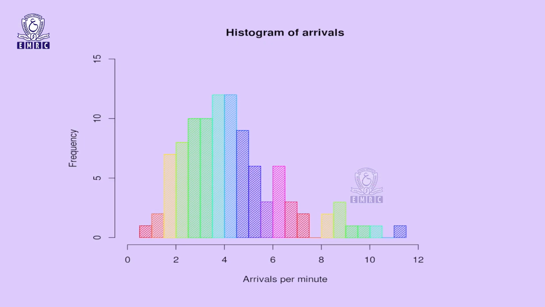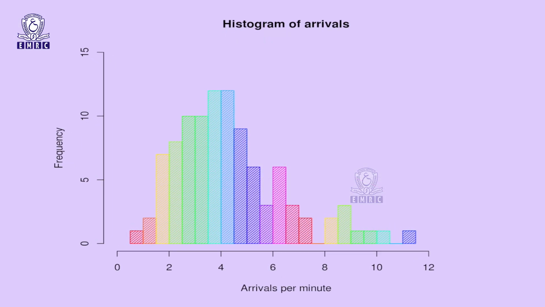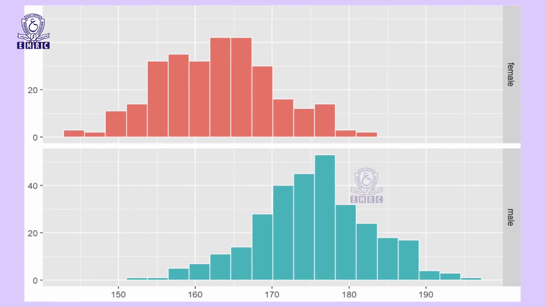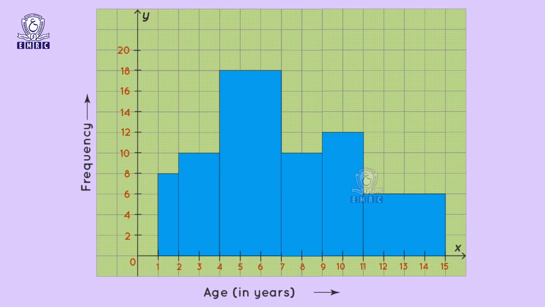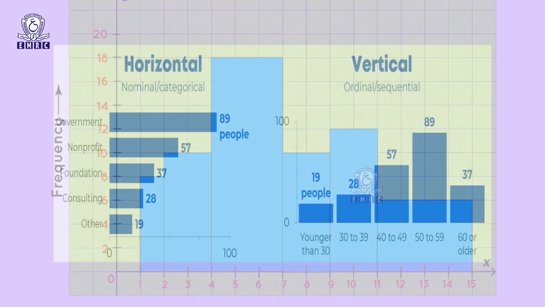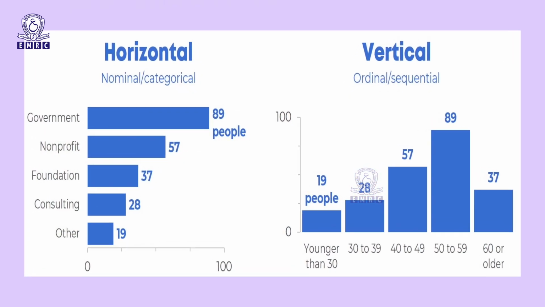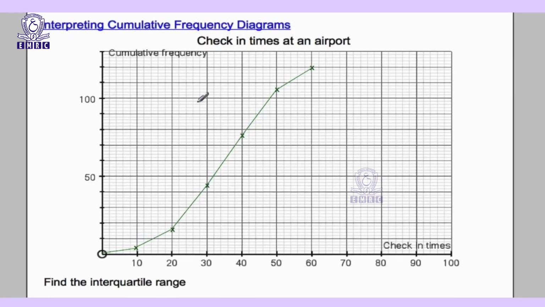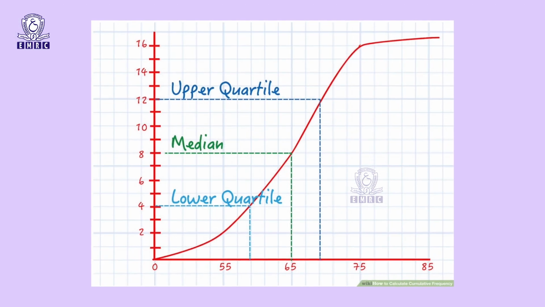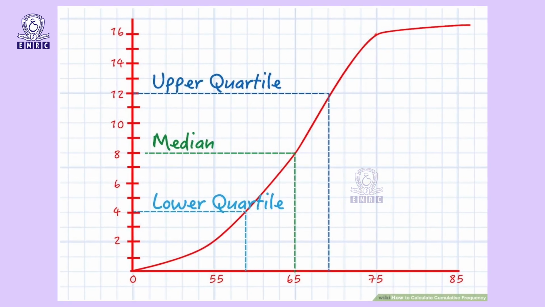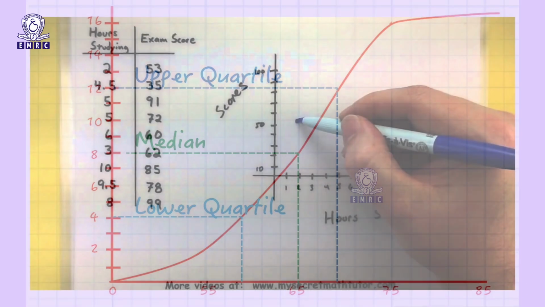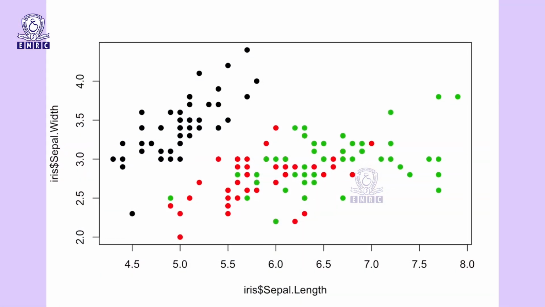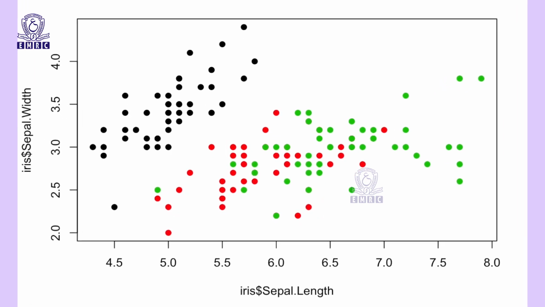A bar chart, also called a histogram, groups data into equal intervals and uses bars to show the number or frequency of values falling within each class. A bar chart may have vertical bars or horizontal bars. A cumulative distribution graph is one type of line graph that plots the ordered data values against the cumulative distribution values. A scatter plot uses markings to plot the values of two variables along the x and y axes.